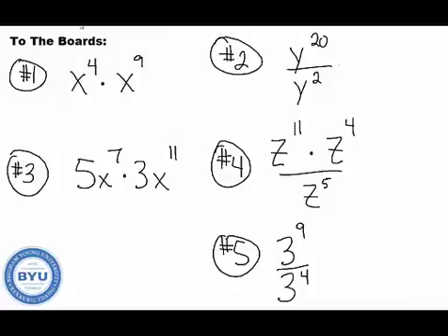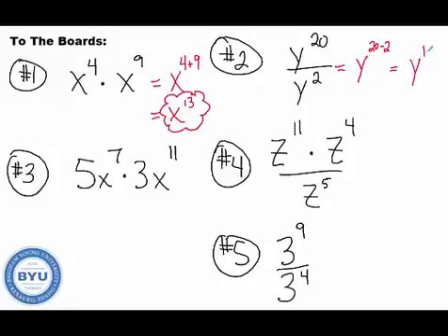Okay, number 1. We're going to be working here with x to the 4th times x to the 9th. Here we're multiplying, and anytime you multiply powers, you need to add the exponents. So we're going to have x to the 4 plus 9, which comes out to be x to the 13th. Excellent. On number 2, we're going to be dividing powers, and when you divide powers, you have to subtract their exponents. So 20 minus 2, that's going to be y to the 18th is our answer.